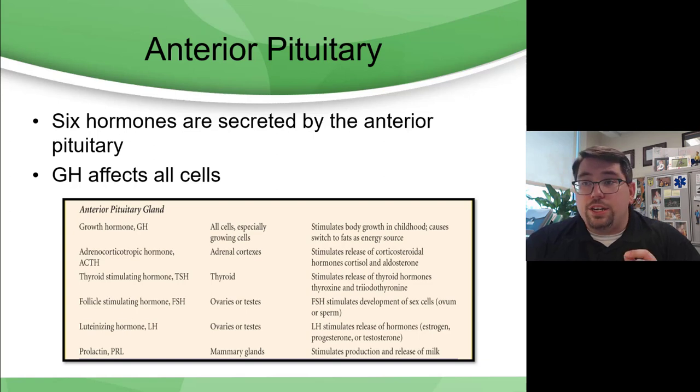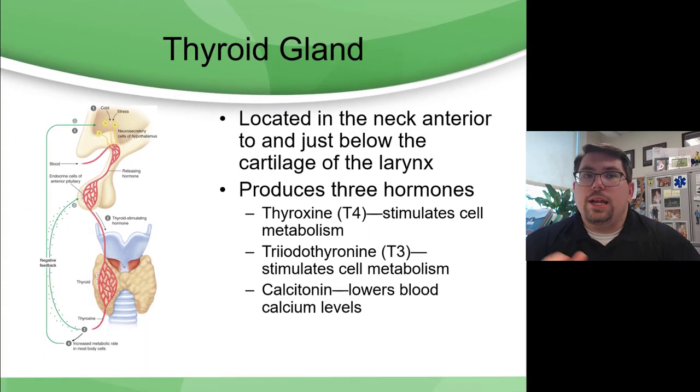You'll see that in addition to growth hormone, you have adrenocorticotropic hormone, or ACTH, thyroid stimulating hormone, TSH, follicle stimulating hormone, that's for ovaries and testes, luteinizing hormone, again ovaries or testes, and then prolactin, PRL, for mammary glands, which stimulates the release and production of breast milk. We'll get into more specific components of how that impacts the reproductive system as we get into our OBGYN lectures and gynecology, but it's important to recognize that growth hormones really do have an impact on all cells throughout the body.